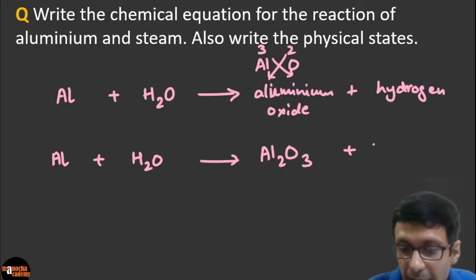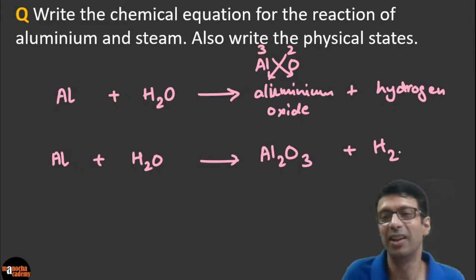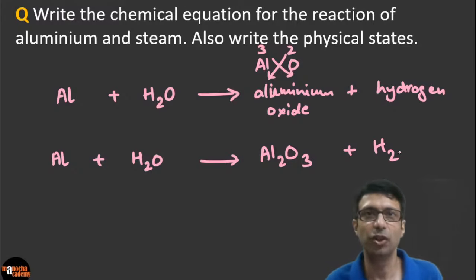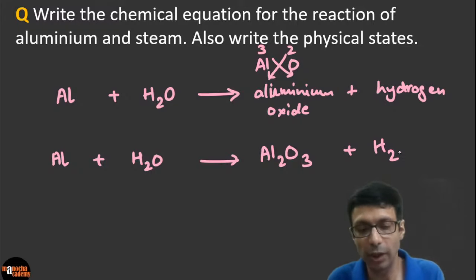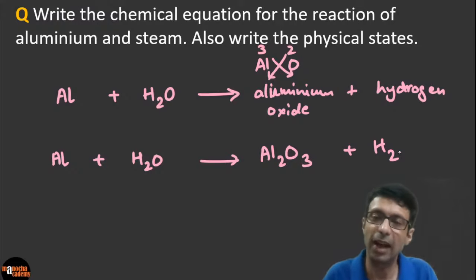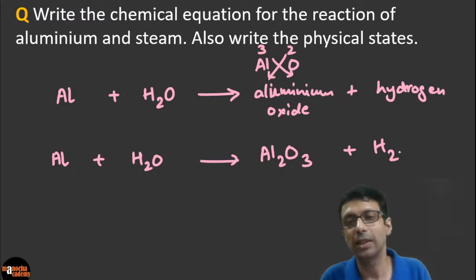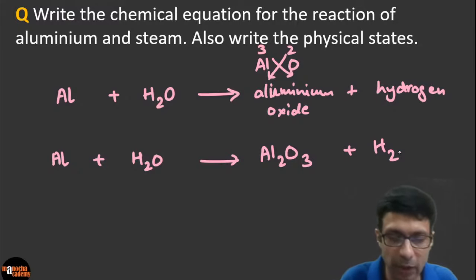Now hydrogen is an element, so we are going to use its atomicity. Atomicity is 2, right? So everybody clear about this? Hydrogen, the atomicity is 2. So this is the part where you need to learn that it will produce aluminium oxide. Very good, some of you predicted hydroxide here, but when it reacts with steam, it actually produces the oxide of aluminium. Okay, so please remember that.